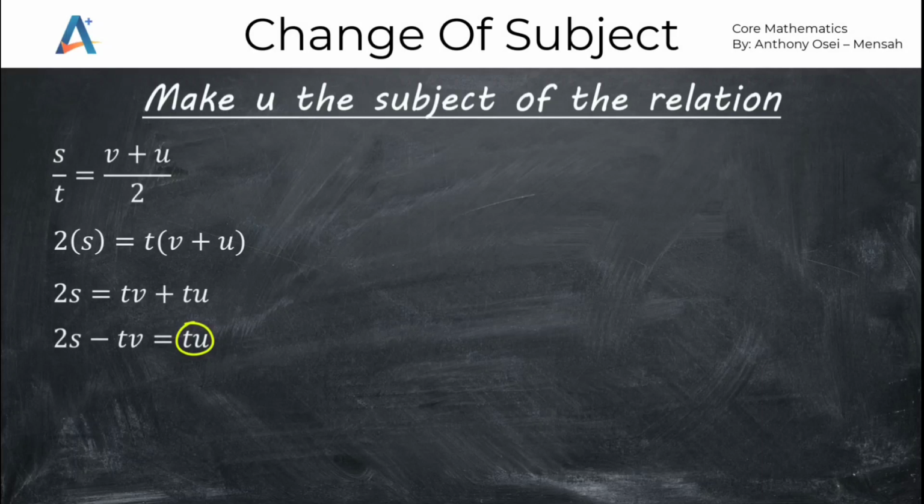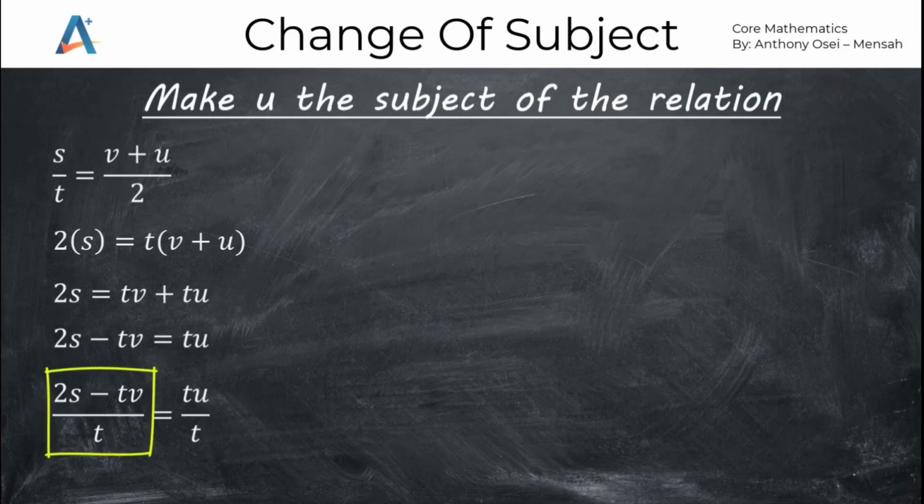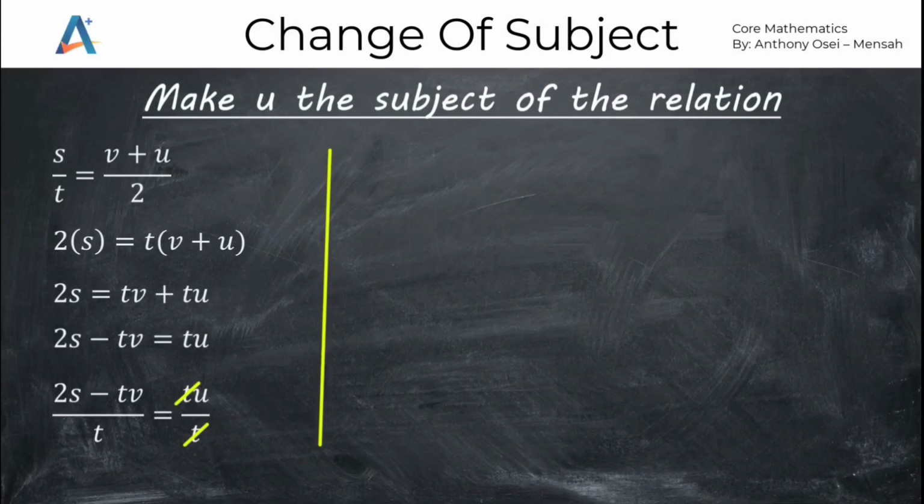Now let's go. Now we will divide both sides by t. Why? We want the u to stand alone because it says make u the subject. So we divide here by t and still divide here by t, so that the t can cancel itself and cancel this t. Now we will have 2s minus tv all over t is equal to u. We can conclude here because we have been able to make u stand alone.